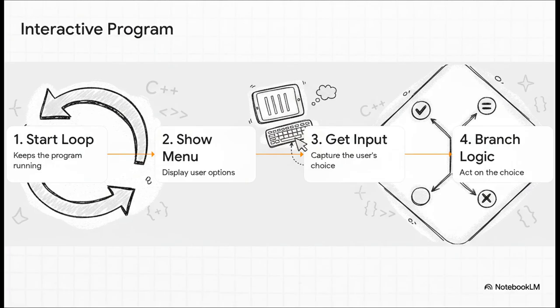The structure for a simple, interactive program is actually surprisingly straightforward. First, you start a main loop that just keeps the whole thing running. Inside that loop, you show the user a menu of their options. Then, you get their choice. And finally, you use that branching logic we talked about, our if and else statements, to figure out what to do based on their choice.